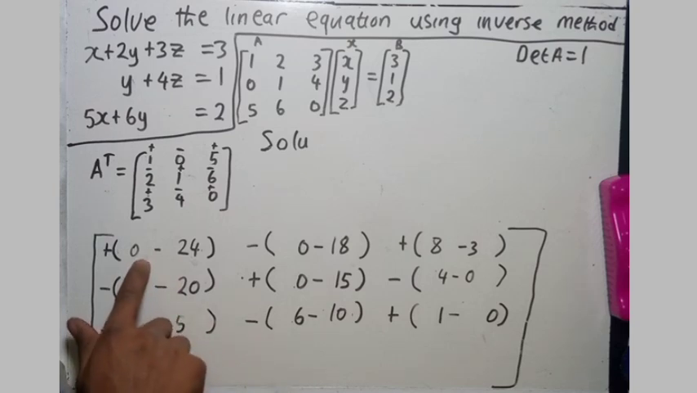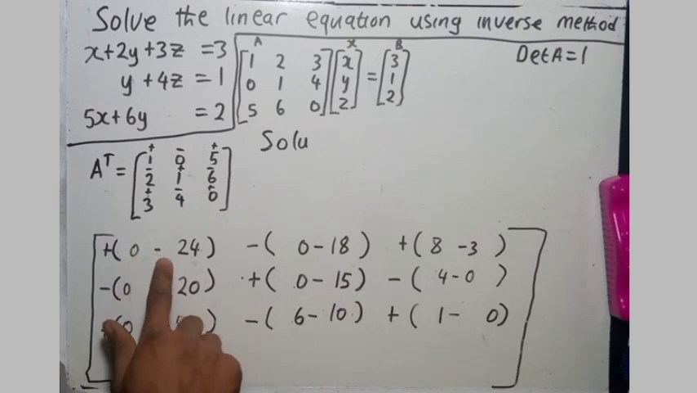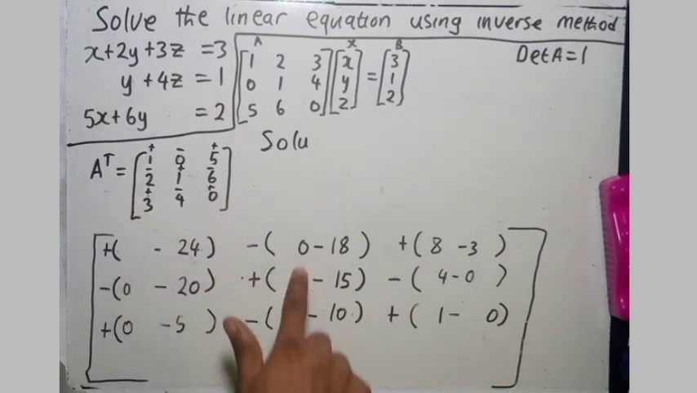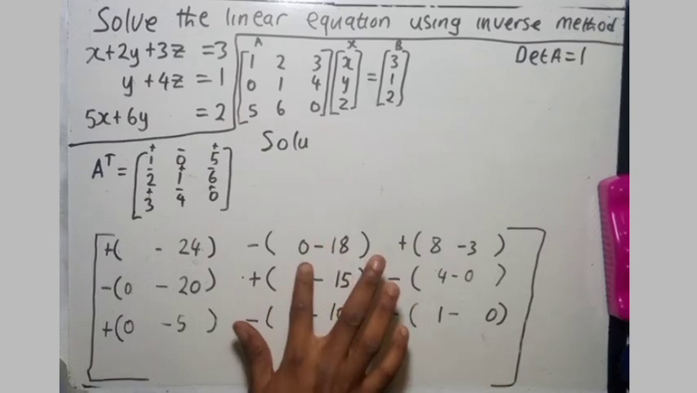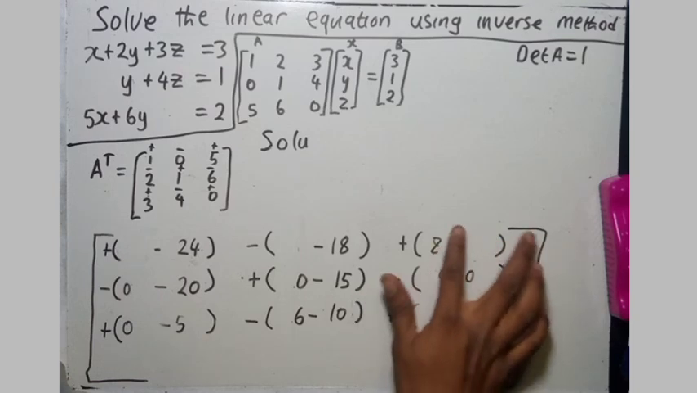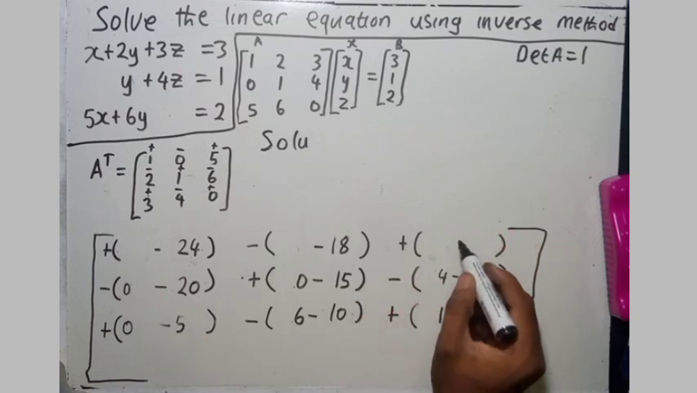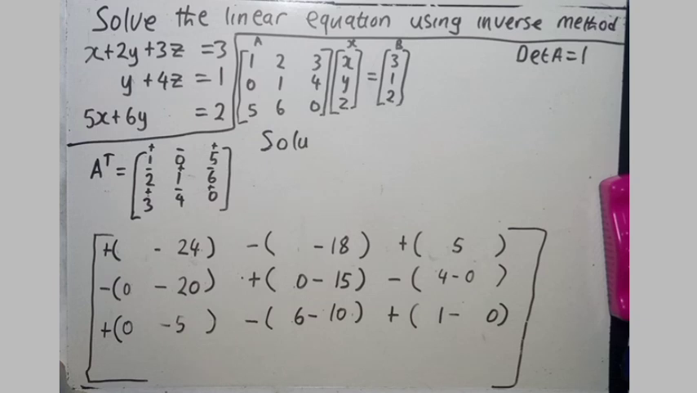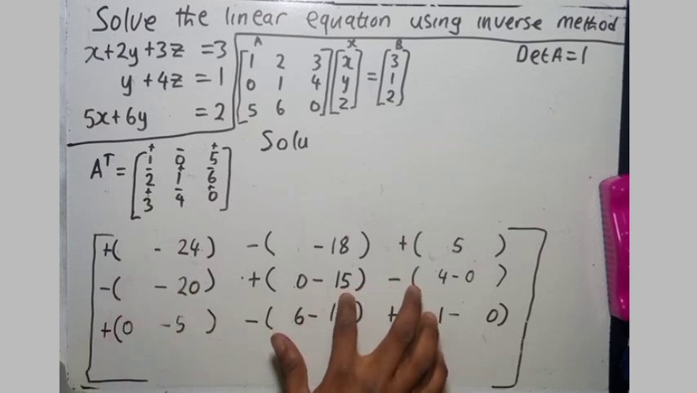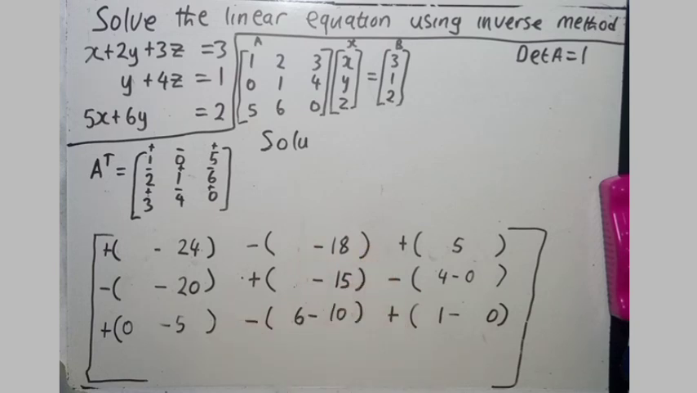We go back again. Minus 24 is what? Minus 24. 0 minus 18 is what? Minus 18. 3 minus 5 will give us what? Will give us 5. 8 minus 3 will give us what? 5. Now 0 minus 20 will give us minus 20. 0 minus 15 will give us minus 15.